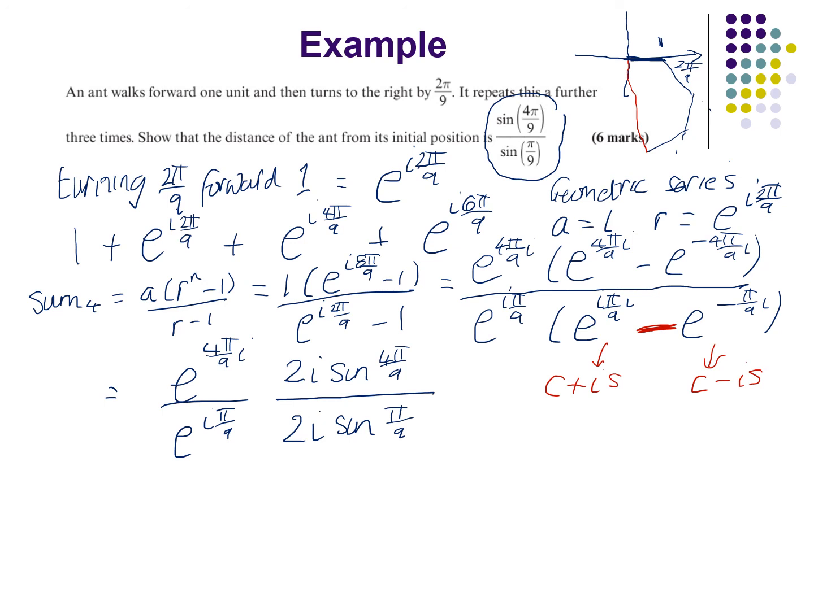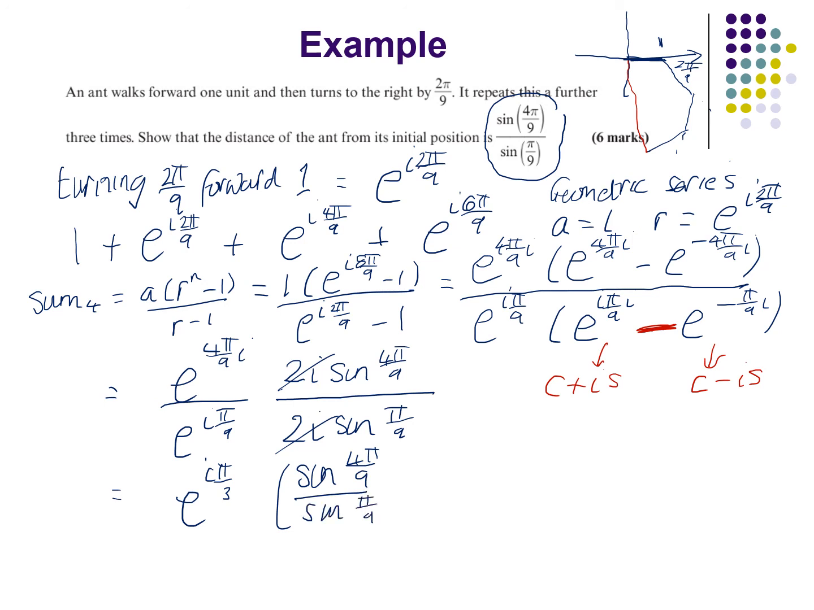So we're almost there. These bits here cancel. So what do I end up with? Let's just simplify this. e to the power divided by e to the power, subtract the powers. If I subtract the powers there, I get e to the i π by 3. What have I got left here? I've got sine 4π by 9 divided by sine π by 9.